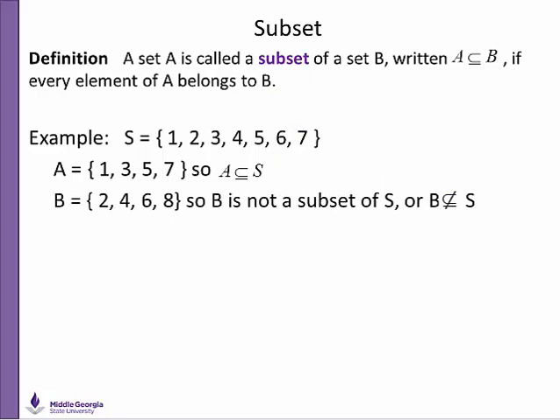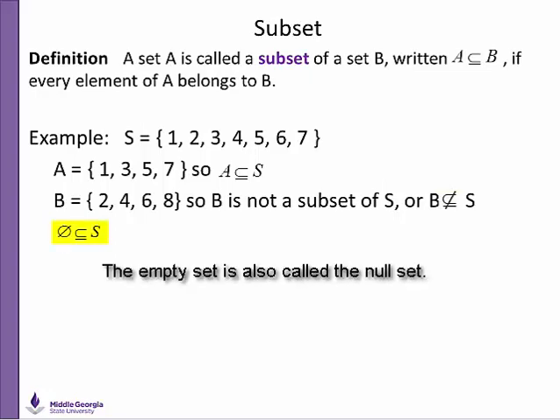Set B is the set containing 2, 4, 6, 8. B is not a subset of S, and you see how that's written in the highlighted area. It's a subset sign with a slash through it. B is not a subset of S because 8 is in B, but 8 is not in S.